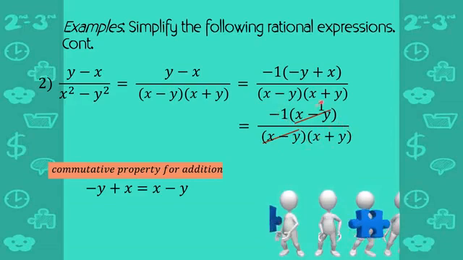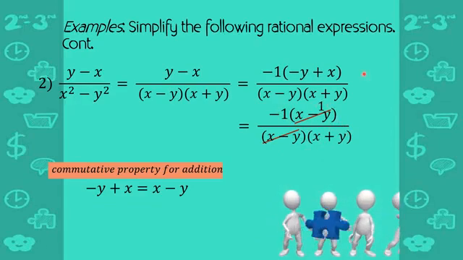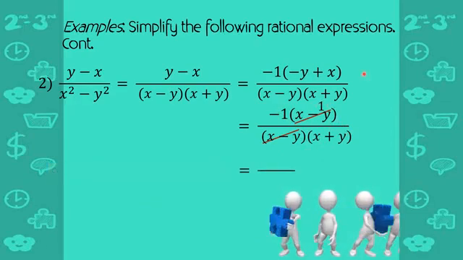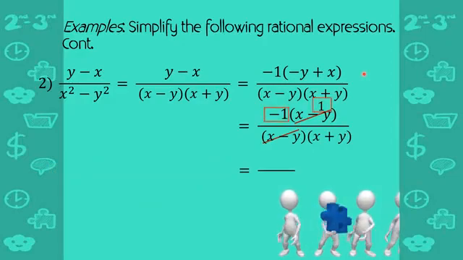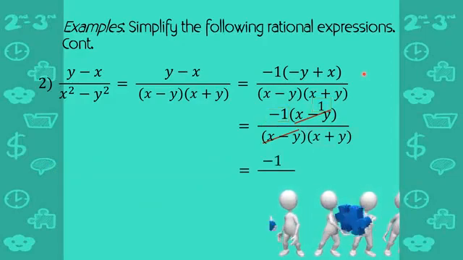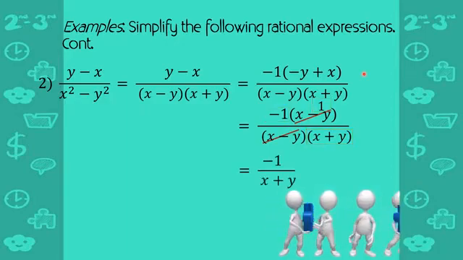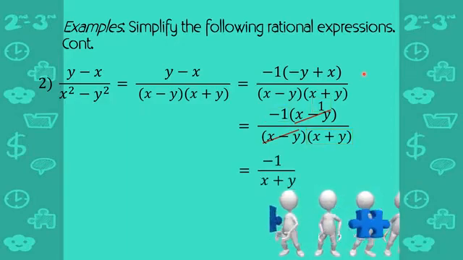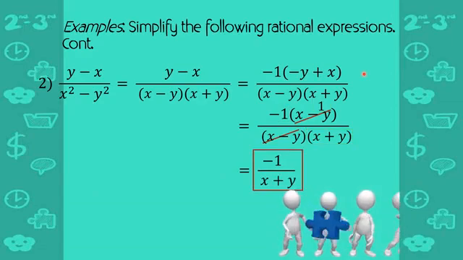Okay, wala nang common factors that we can divide. So, let's simplify the remaining in the numerator. So, negative 1 times 1 in the numerator is negative 1. And also your denominator, the remaining is x plus y. Okay? So, this is now your final answer.